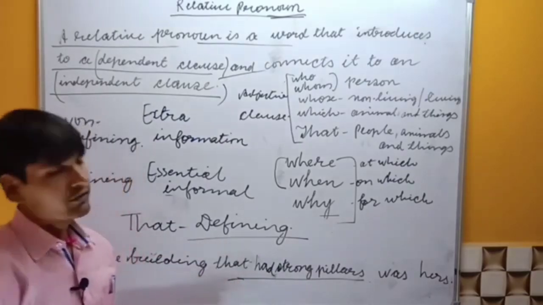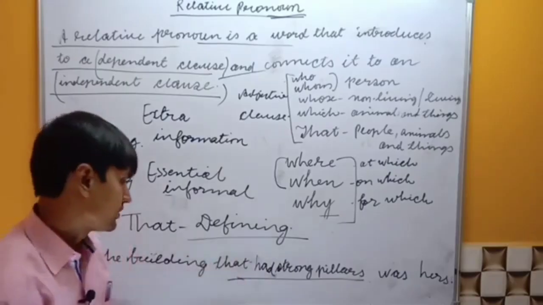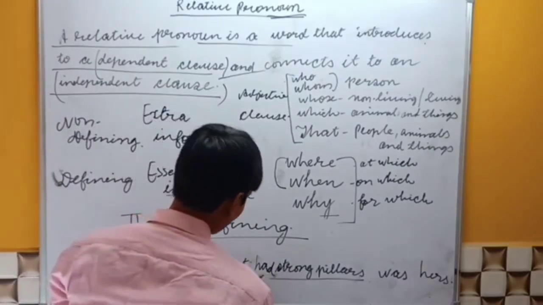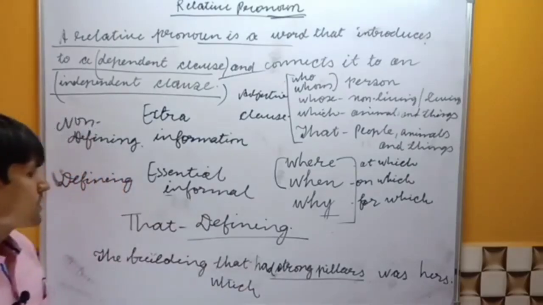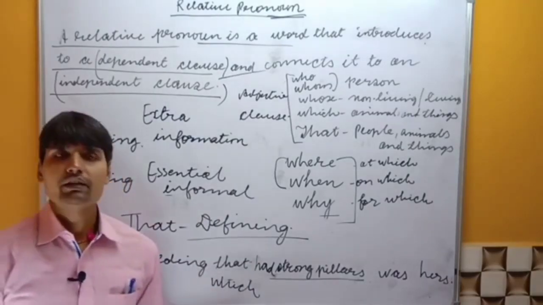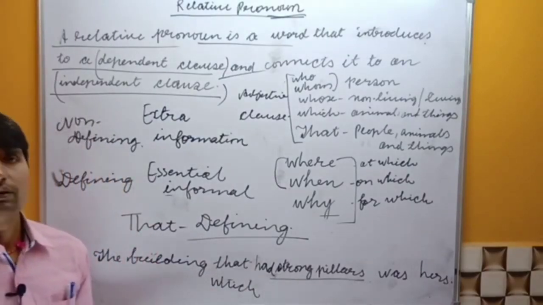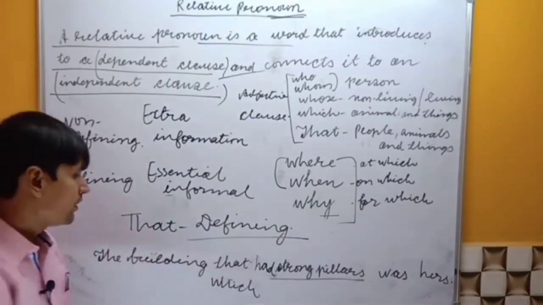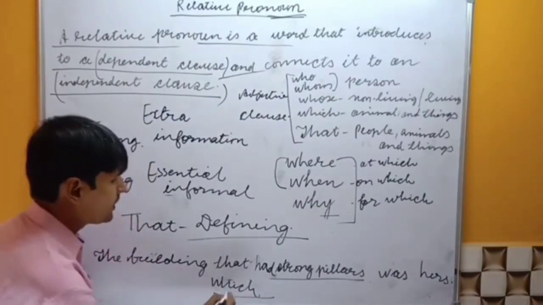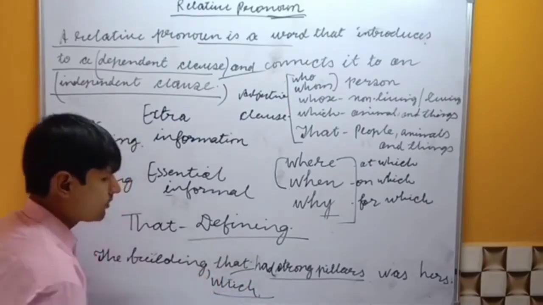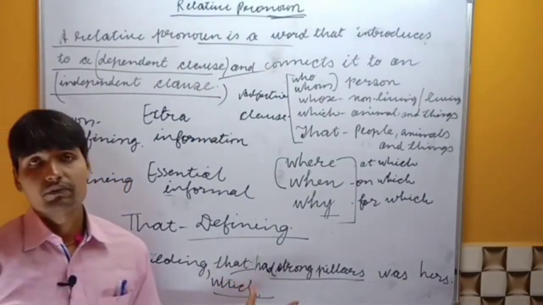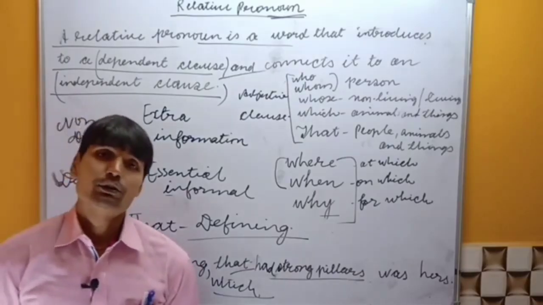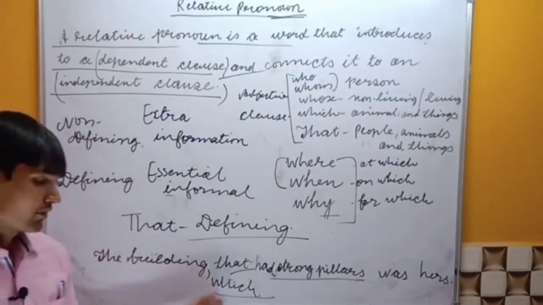Now, can't you use "which" here? Yes, we can use "which" here. But whenever there is the chance, the way, or the time to use them in a non-defining way, always use "which" in place of "that". You can put a comma here, but not with "that" and a comma. It should not be possible there. Only use "which" in place of "that".